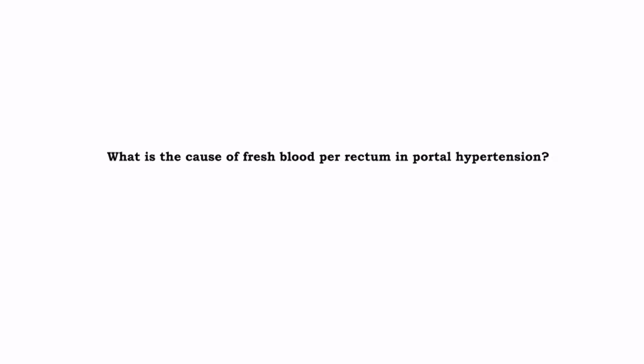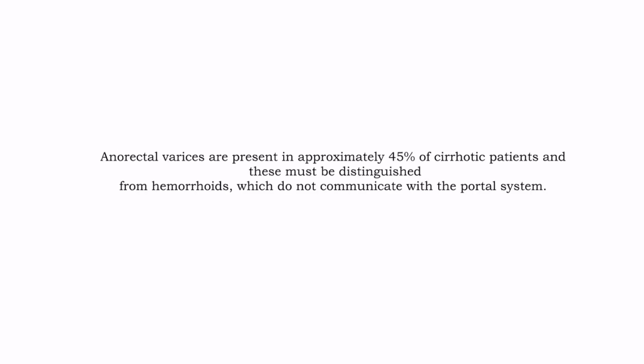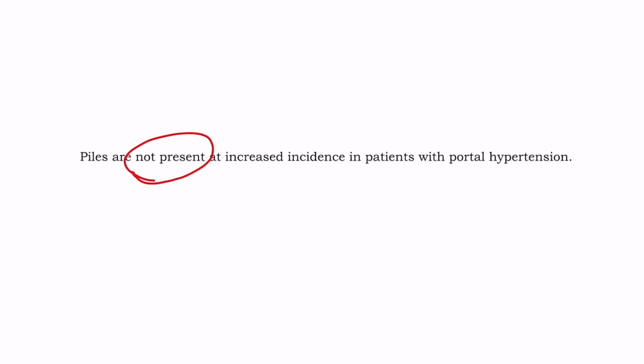What is the cause of fresh blood per rectum in portal hypertension? Anorectal varices are present in approximately half of cirrhotic patients and these are different from hemorrhoids, which do not communicate with the portal system. Is there increased incidence of hemorrhoids in cirrhosis? Piles are not present at increased incidence in patients with portal hypertension.